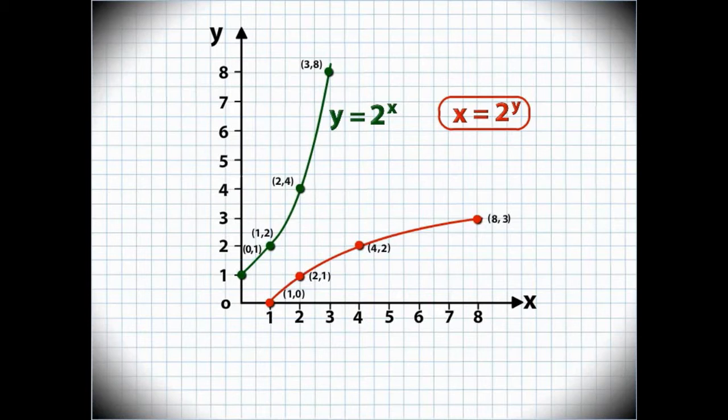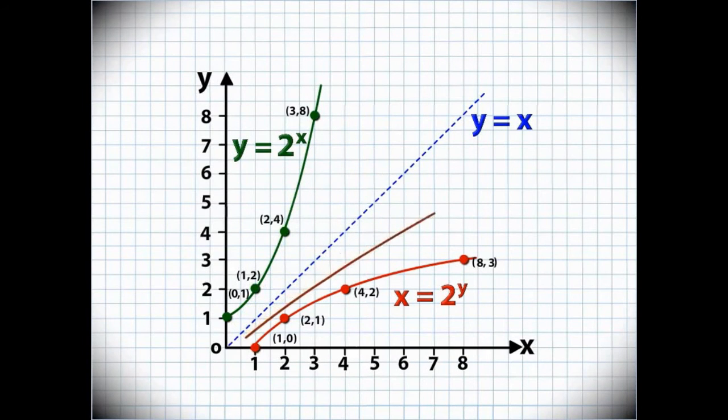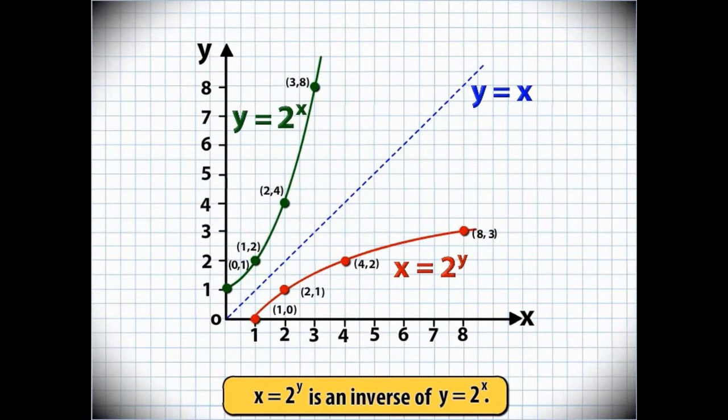Similarly, 2, 4 will become 4, 2, and so on. Now joining these points, we get the graph of the function x equals 2 raised to the power y. Now, if we draw a line y equal to x, we can see that the two graphs are the mirror images of each other, reflected along this line. So, the function x equals 2 raised to the power y is an inverse of the function y equals 2 raised to the power x.